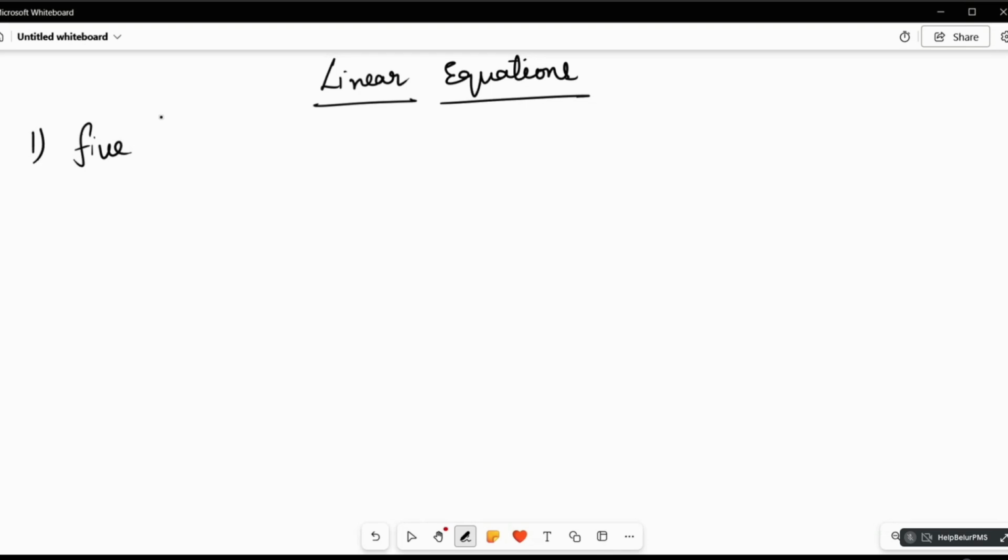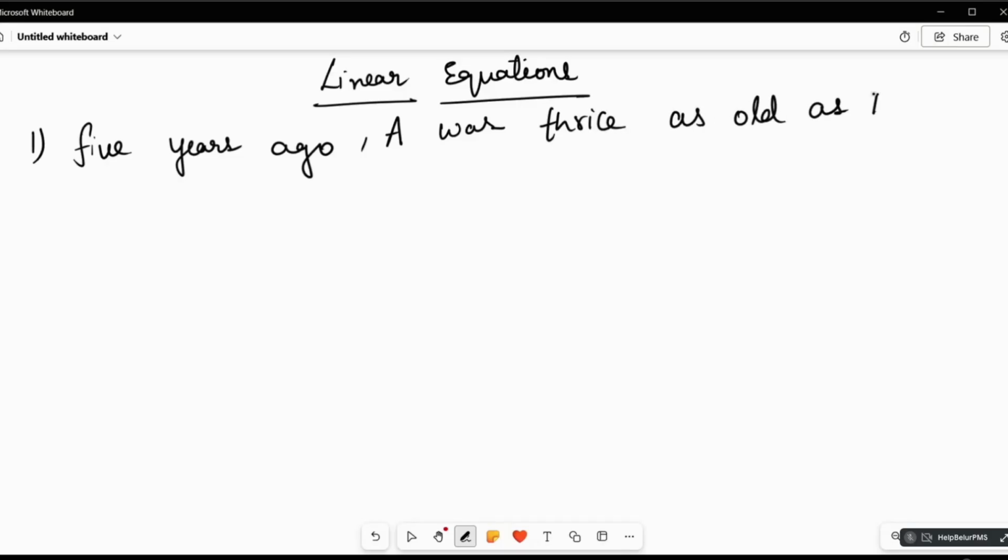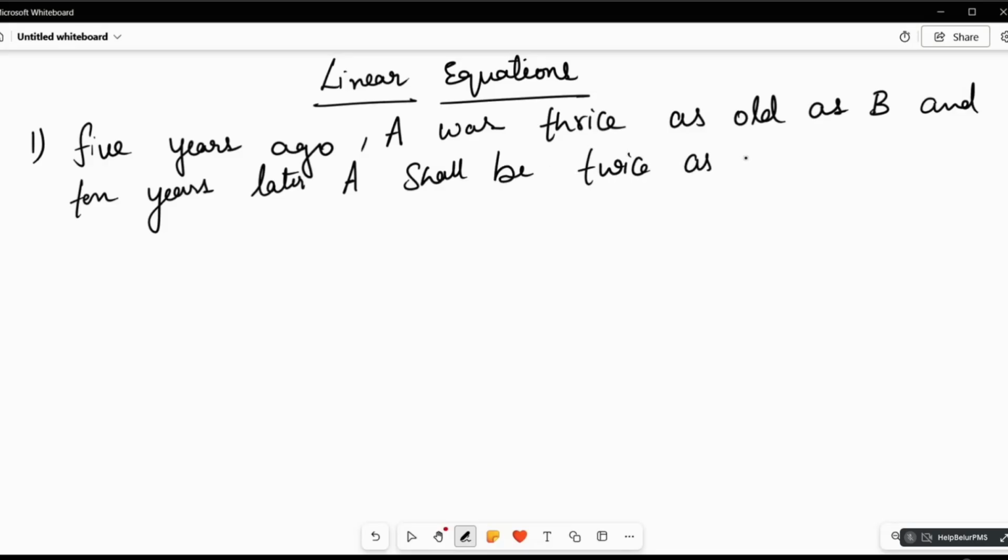Write down the question. 5 years ago, A was thrice as old as B, and 10 years later, A shall be twice as old as B.